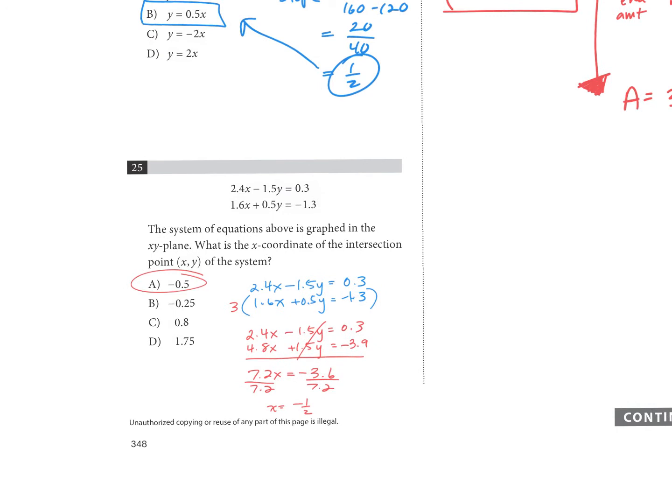Number 25 is the first system we've seen on this part of the test. The system of equations is graphed in the xy-plane. What is the x-coordinate of the intersection? A couple ways you could approach this one. I chose to do elimination.